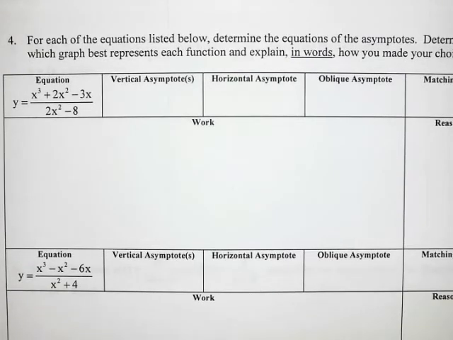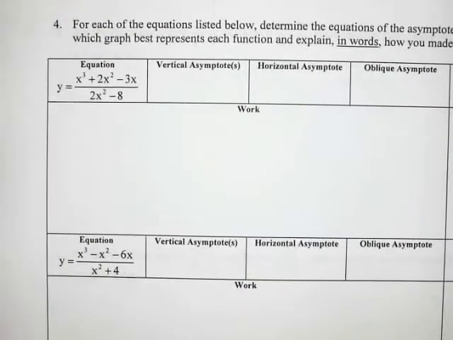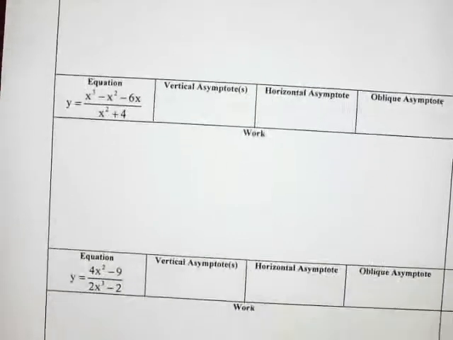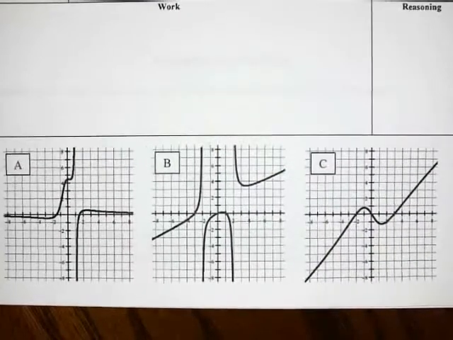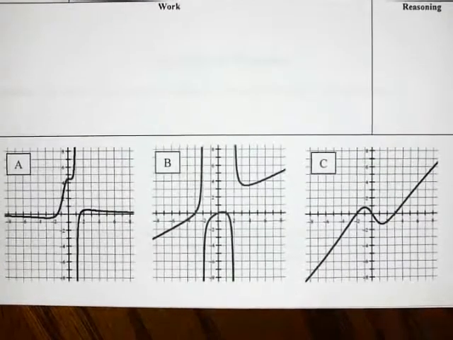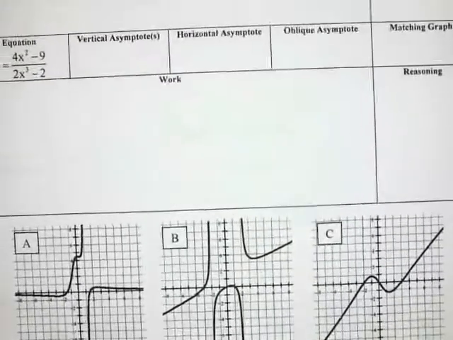This is part 5 of our lesson on rational functions and asymptotes. For this one, it says, for each of the equations listed below, determine the equations of the asymptotes. Determine which graph best represents each function and explain in words how you made your choice. There are 3 equations on the side here, and at the bottom, there are 3 graphs. It is your job to pick which graph you think matches which equation.